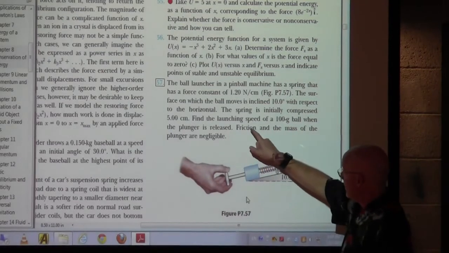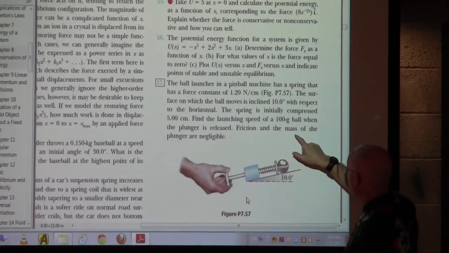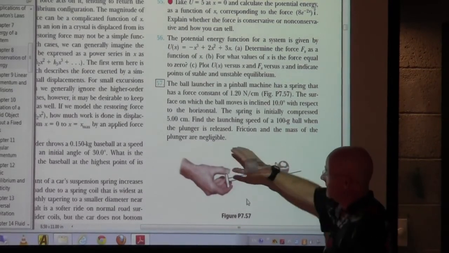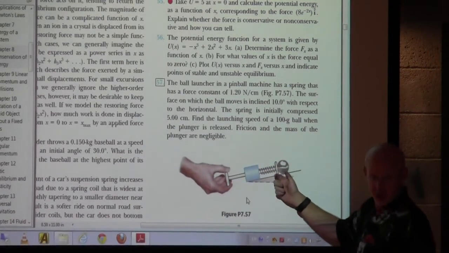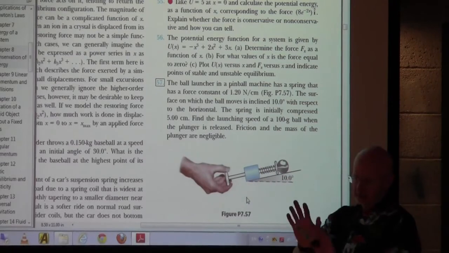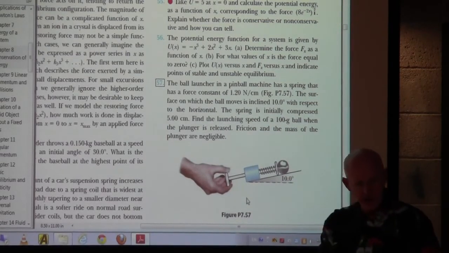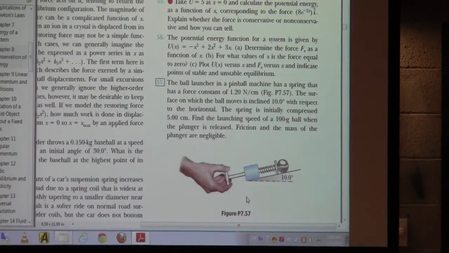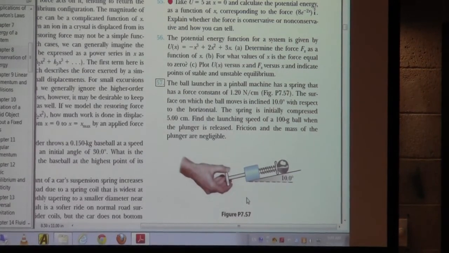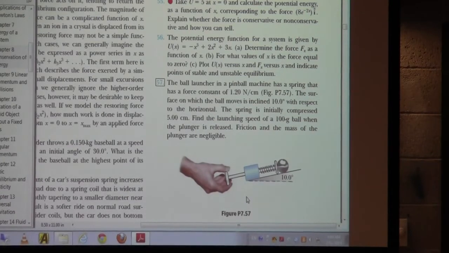Go ahead and ignore friction. And also, don't even worry about the mass of the plunger, because obviously when the spring pushes, it doesn't just push the ball, it's got to push the plunger also. So don't worry about the plunger. That's just the ball itself. Okay. And so what is the launch speed is the question.